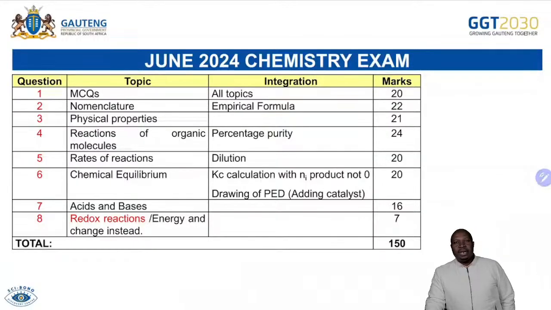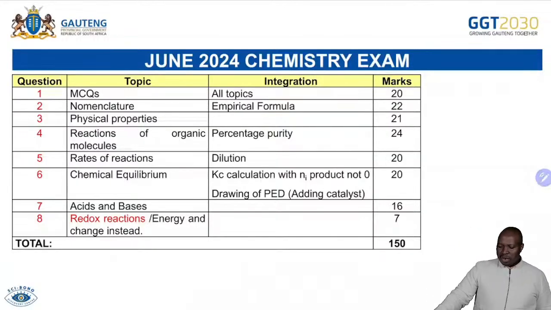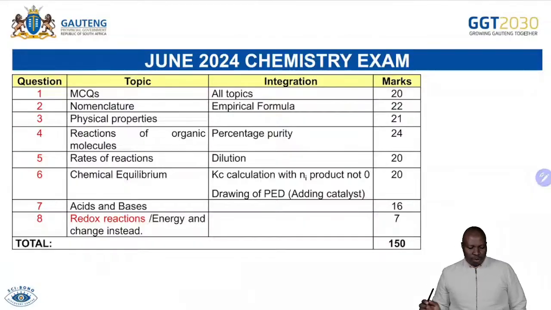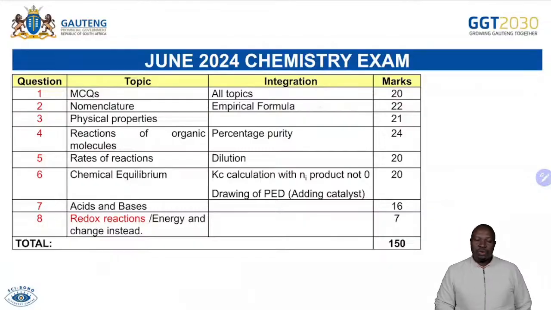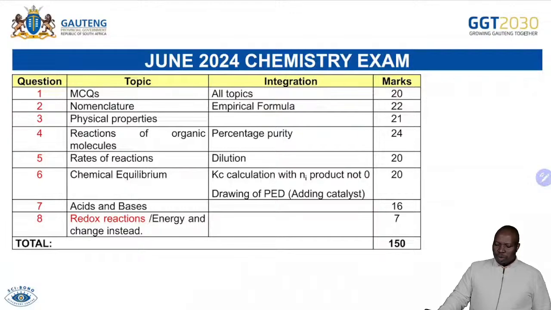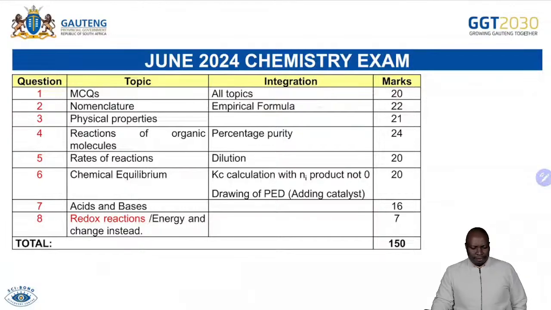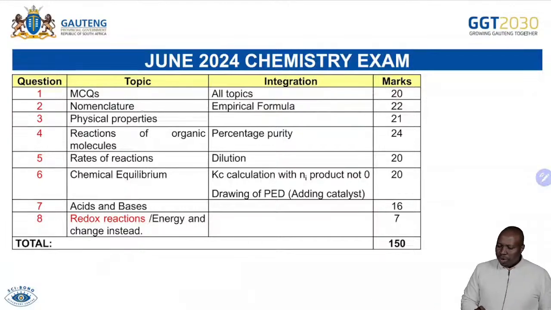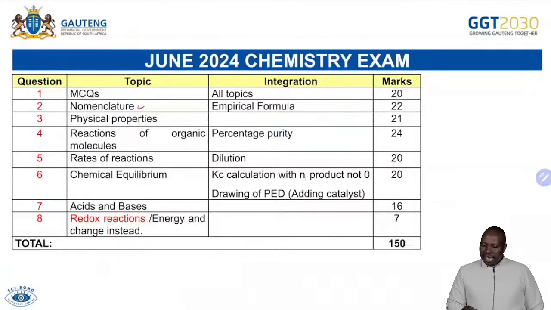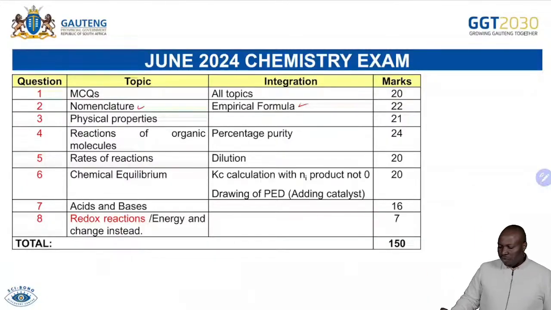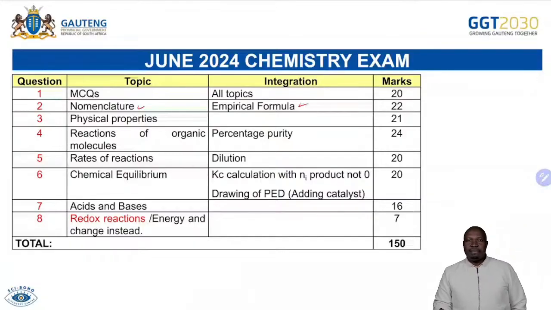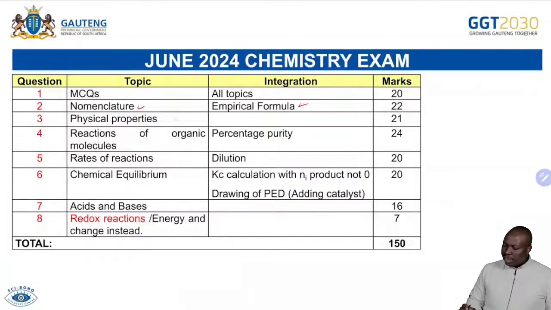Now, last year's paper, let's look at June 2024's chemistry exam. As I indicated, question 1 was multiple choice questions based on all the topics that I referred to: your organic molecules, your rates of reactions, your chemical equilibrium, your acids and bases, as well as your stoichiometric calculations. Now, if we check there, you will see that we have nomenclature, which is question 2, naming of organic molecules. In that, we had the empirical formula as well. So it's important that we deal with the issue of empirical formula so that you know how to determine the empirical formula. Nomenclature was 22 marks.